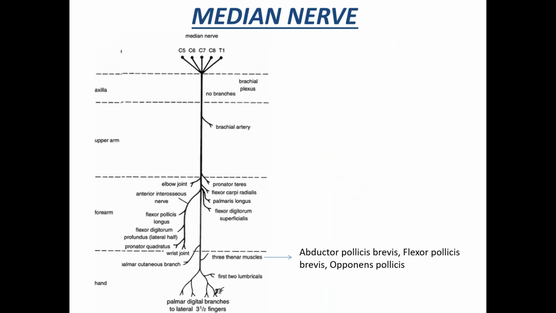Coming to the next nerve, the median nerve. The median nerve is also an important peripheral nerve of the upper limb, and the median nerve again hardly gives any branches in the axilla and the upper arm, and it reaches around the elbow joint. And on crossing the elbow joint, it supplies lots and lots of muscles. Okay, it supplies almost all the muscles in the forearm.